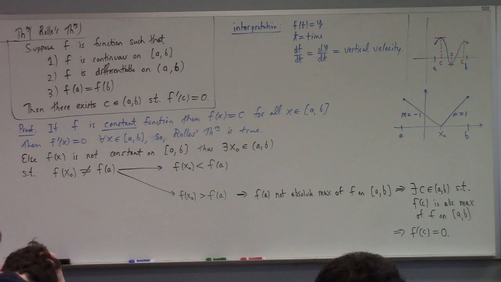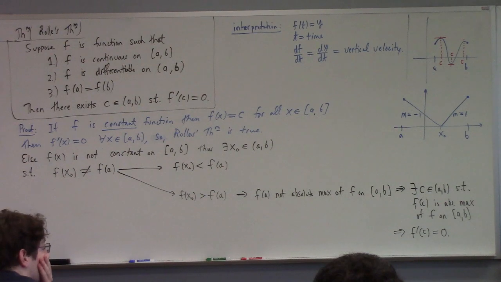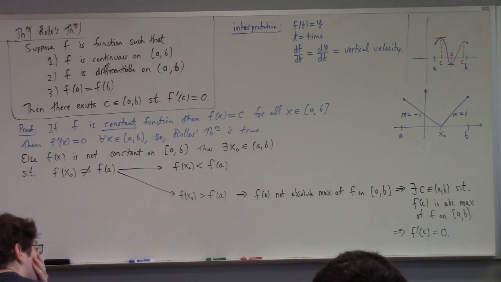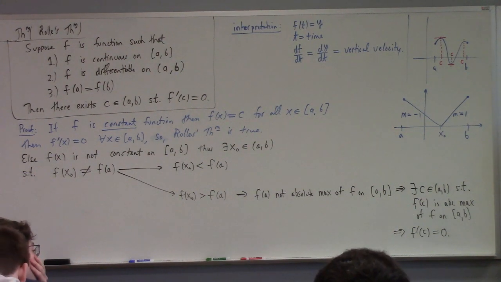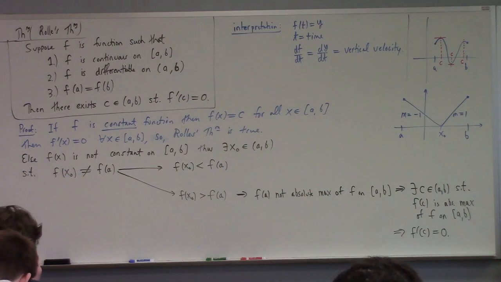Now, on the other hand, a very similar argument in the other case will work. If f of x naught is less than f of a, that means f of a is not the absolute minimum, which then means by the extreme value theorem, something else has to be. But wherever that happens, it has to be a critical number. That's the rest of the proof. And it's almost the picture we drew already.